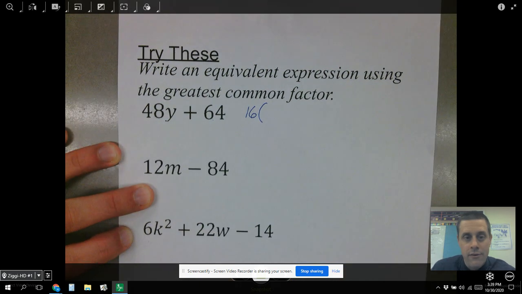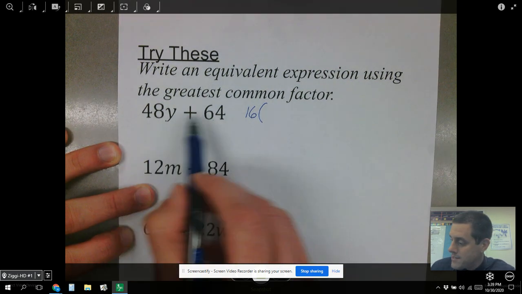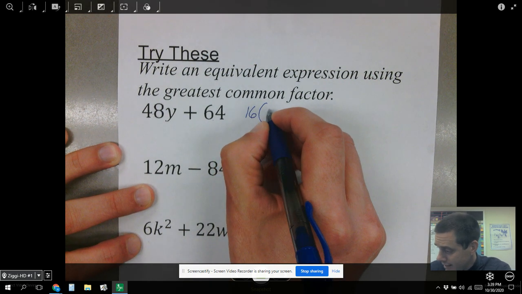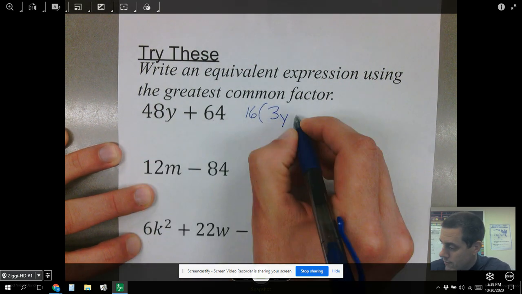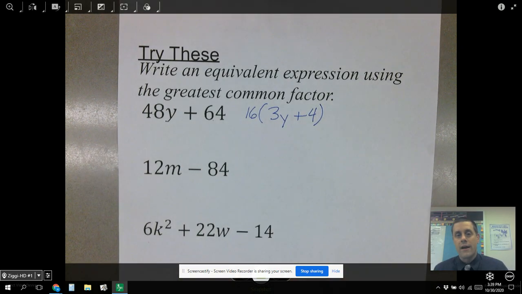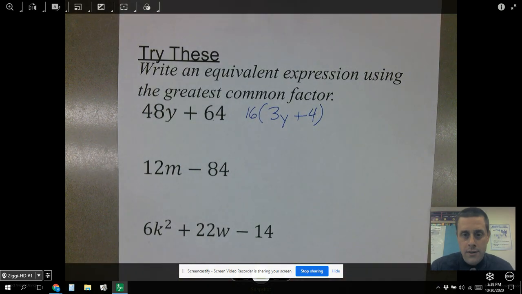That will become my coefficient. If I divide both these by 16, 48y divided by 16 is 3y. I'm going to bring over my plus sign. 64 divided by 16 is 4. So your factored expression is 16 times the quantity of 3y plus 4.